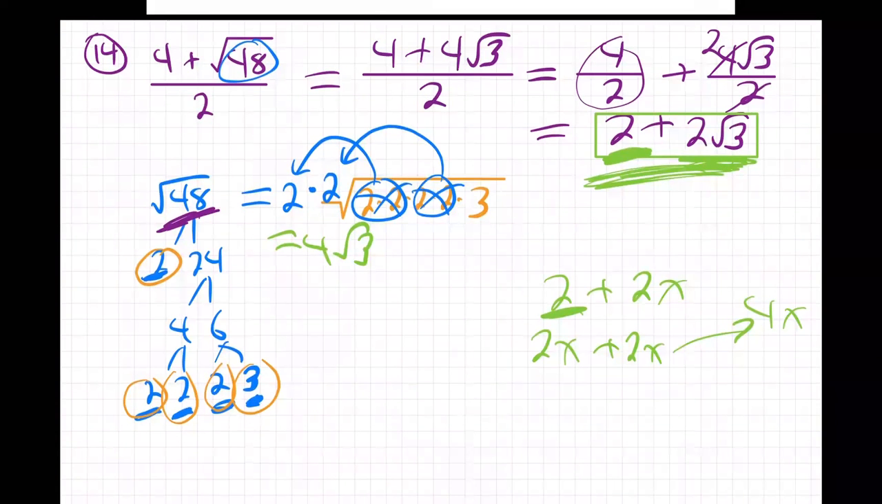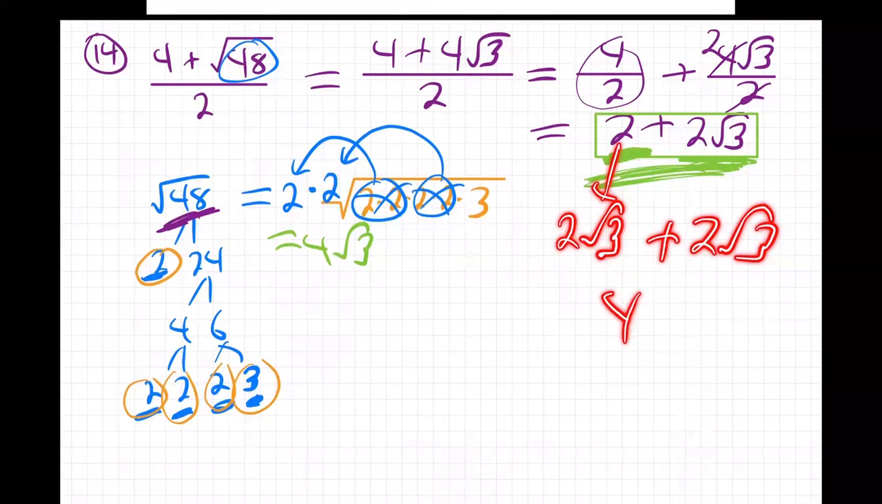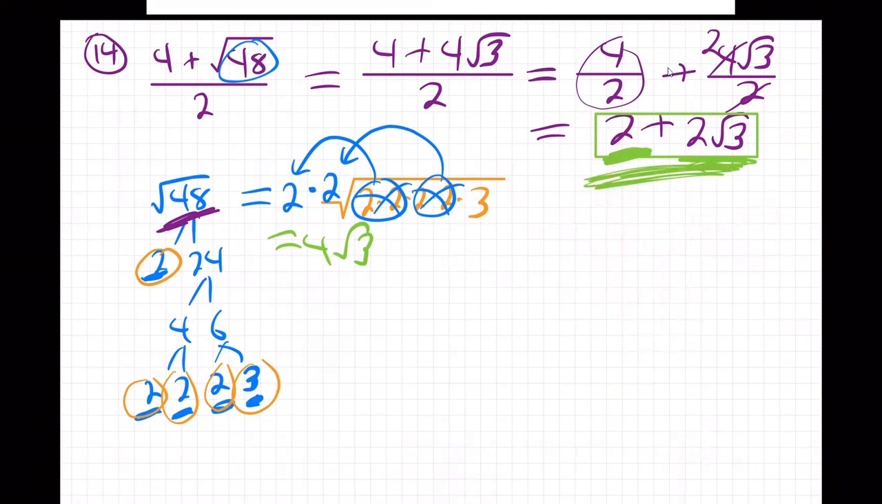Right, 2 plus 2x, you can't add those, because they're unlike terms. This is a plain 2 and this is a 2 root 3. So you cannot add those to make 4 root 3. That's not true. If this was 2 root 3 and 2 root 3, yes, then that would be 4 root 3. So we just stop right there. There we go.